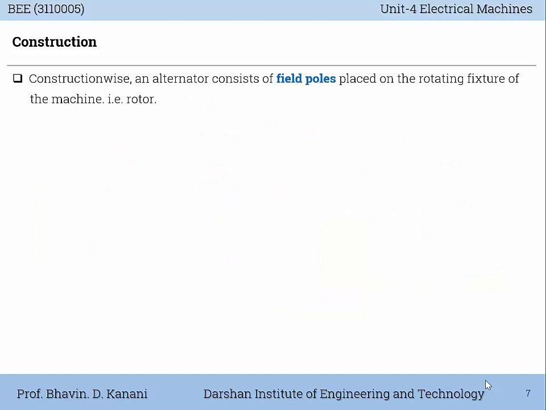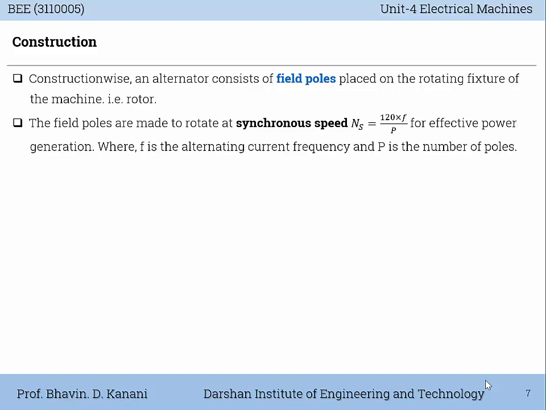Construction wise, an alternator consists of field poles placed on the rotating fixture of the machine, that means on rotor. The field poles are made to rotate at synchronous speed. This synchronous speed is given by the equation Ns is equal to 120 F by P for effective power generation, where F is the alternating current frequency and P is the number of poles. It is installed with a stationary armature winding and rotating field.